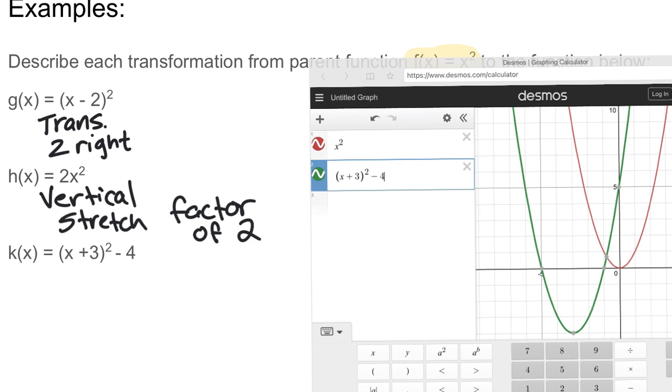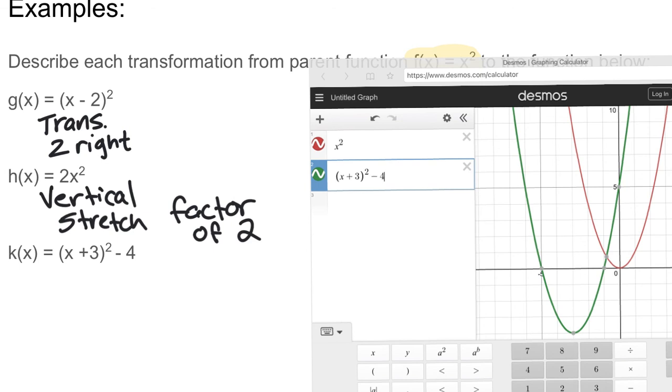So I've got to ask myself, first of all, I see that the vertex has moved. So I see that I went from here to here. So definitely had a slide of some sort. And I see that I translated left and down.